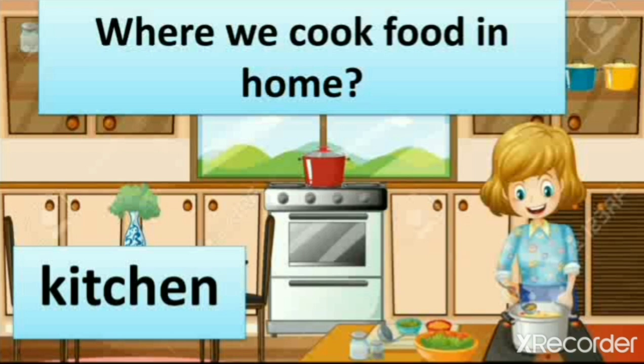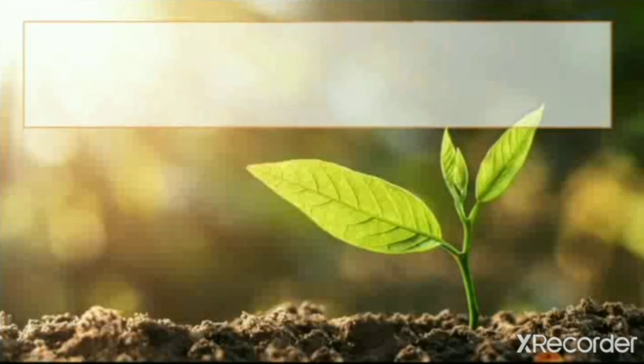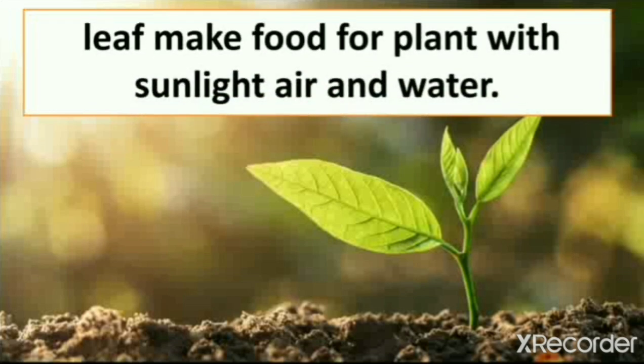You can see here in the picture one lady is cooking food. Like that the leaf is cooking food on its surface. That's why the leaf is known as the kitchen of the plant. You can see here the sunlight on the leaf, and it gets water from the stem and air from the atmosphere and makes food for the plant. That's why the leaf is the kitchen of the plant.